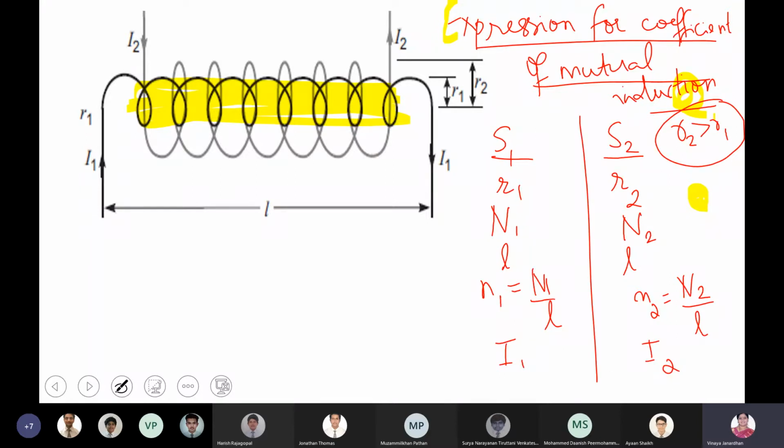Let's just initialize. Later on when you're writing, you can just write R1 is the radius. Now just make a column S1 and S2, two coils. One is having a radius R1, carrying a current of I1. The other one having a bigger radius R2, carrying a current of I2. N1 is the number of turns of S1, then N2, both are having the same length. Just make a note of it. Then we'll start deriving the expression for the coefficient of mutual induction.